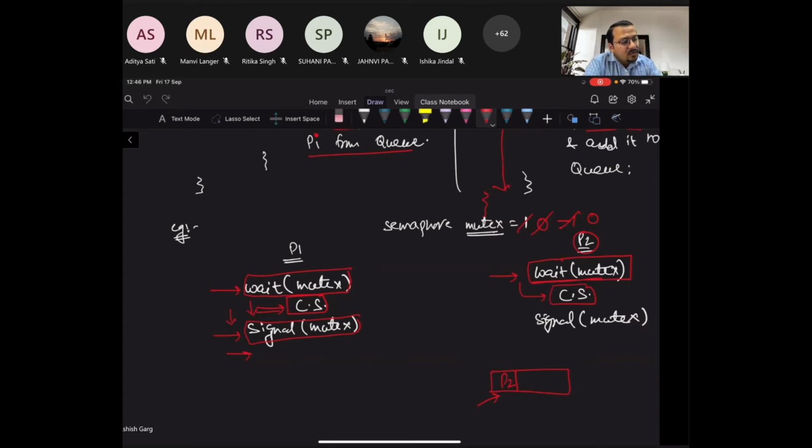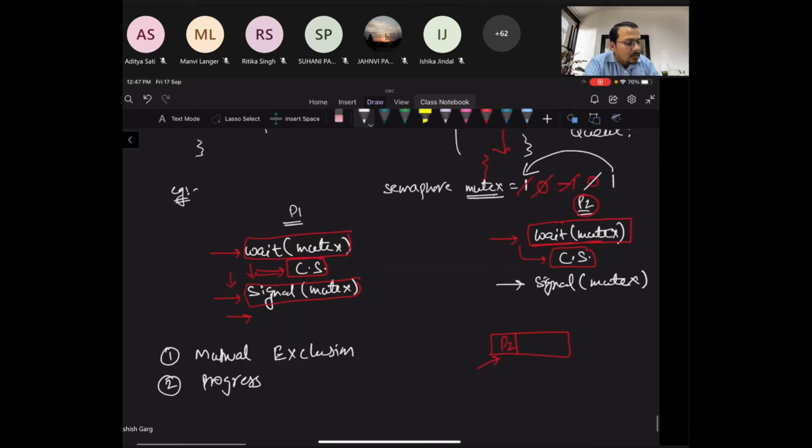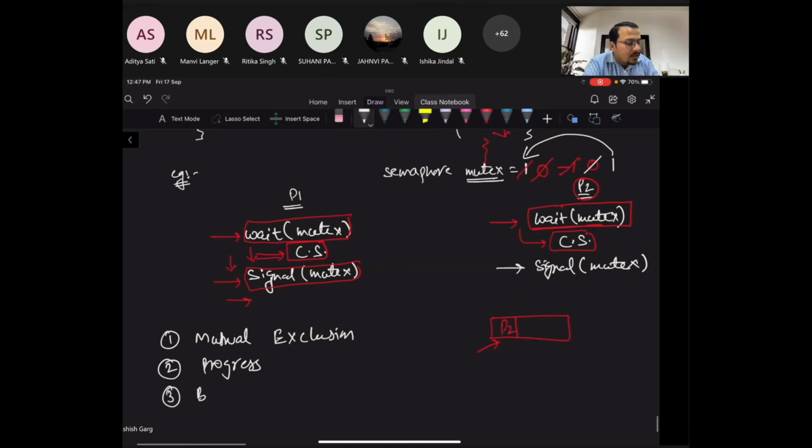So we have three conditions. After that, if we do signal again, then it will come back to 1. So it was previously 1 and it is 1 now also. So the previous state is maintained. The first condition is mutual exclusion, the second is progress, and the third is bounded waiting.